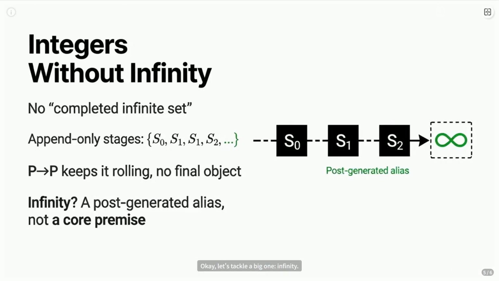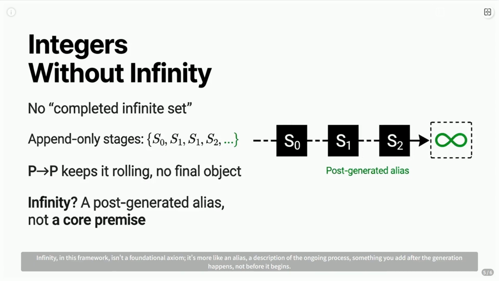Okay, let's tackle a big one: infinity. Traditional math often starts with an infinite set of integers. Mesh 8.1 says, hold on. We don't assume a completed infinity exists in the core. Instead, we look at stages, S0, S1, and so on. Each stage generates the next, n+1, via process P. The crucial part: there's no final infinity object. The fact that P to P allows the next step doesn't automatically mean all properties are covered now. Infinity, in this framework, isn't a foundational axiom. It's more like an alias, a description of the ongoing process, something you add after the generation happens, not before it begins.